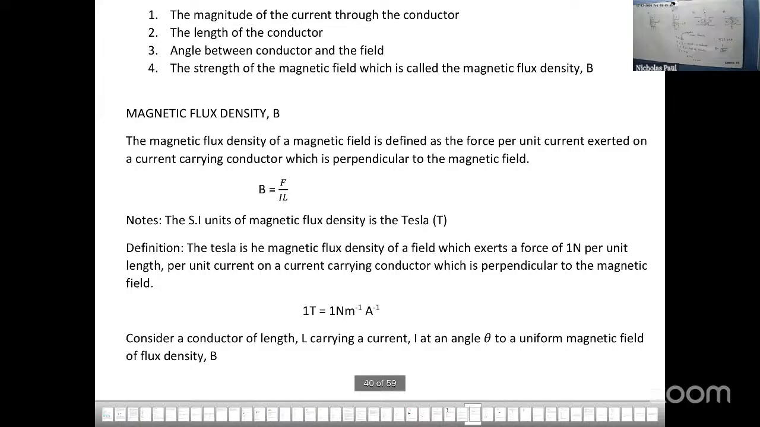The SI unit is what? What's the SI unit? Tesla. Capital T.